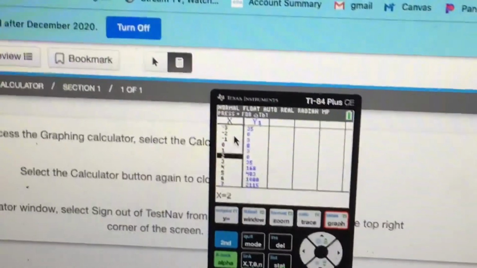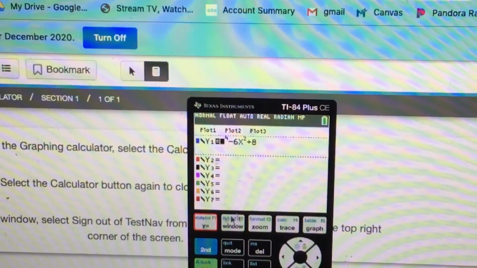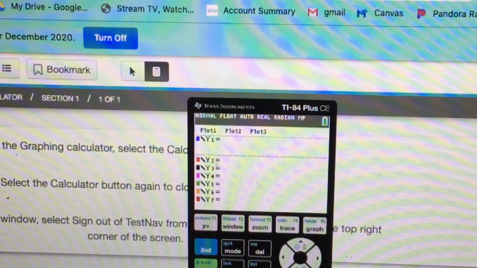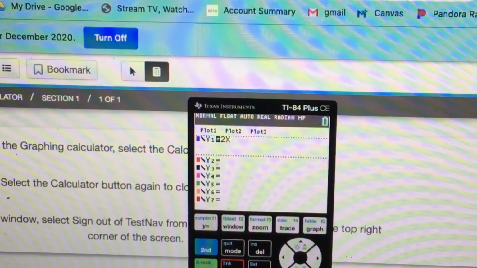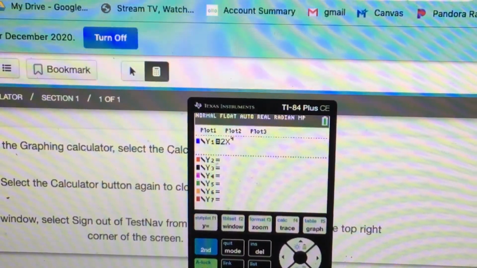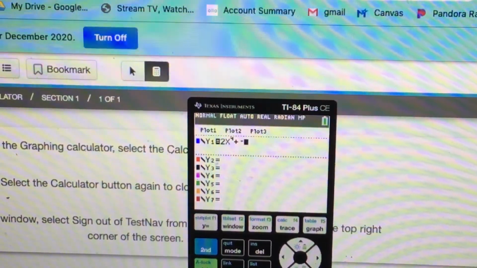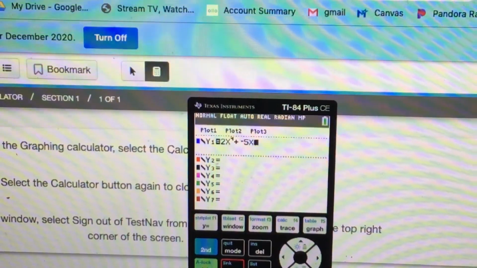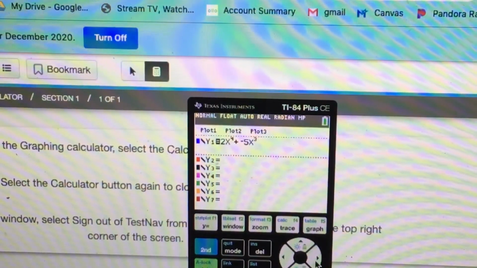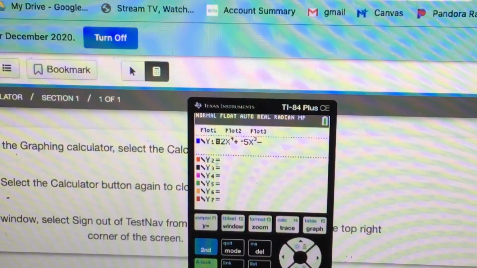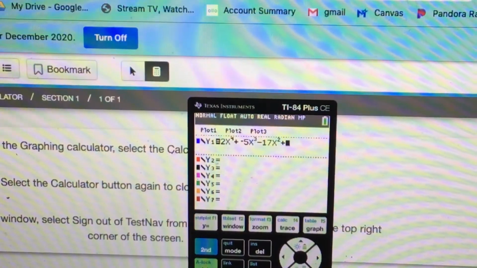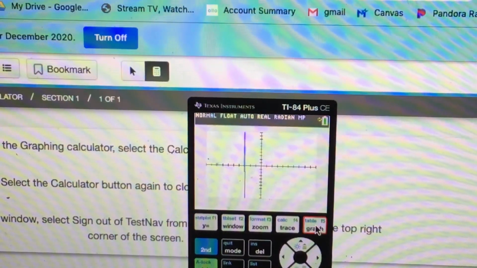All right, so I'm going to go to my y equals, and I'm going to type this in. So I'm going to clear what I have there. I've got 2x raised to the 4th. Got a right arrow to pop the cursor down. And then plus a negative 5x cubed. Got a right arrow to pop the cursor down. Minus 17x squared plus 41x minus 21. And then I'm going to hit graph, see what happens.